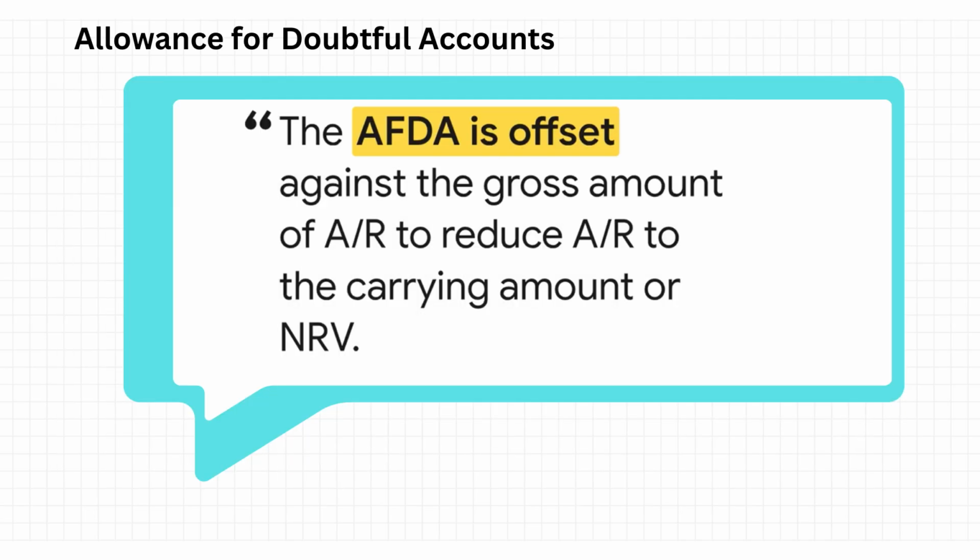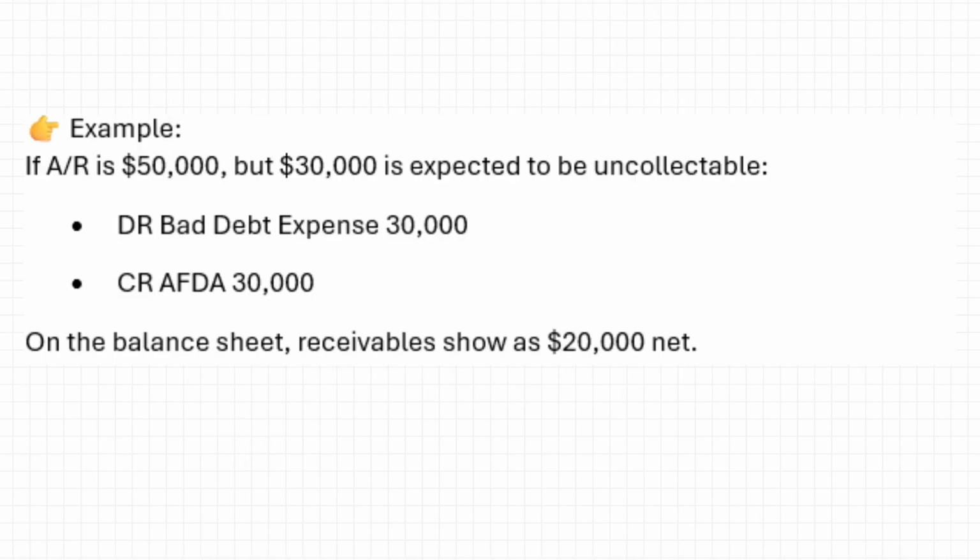But how do we anticipate losses in advance? That's where the allowance for doubtful accounts comes in. Instead of waiting until a customer defaults, accounting rules require us to estimate bad debts early. We do this using a contra-asset account called Allowance for Doubtful Accounts, or AFDA. For example, imagine a customer owes us $50,000, but things are looking shaky, and we now think we'll be lucky to get $20,000. That $30,000 difference, that's an impairment, and we have to get it on the books.